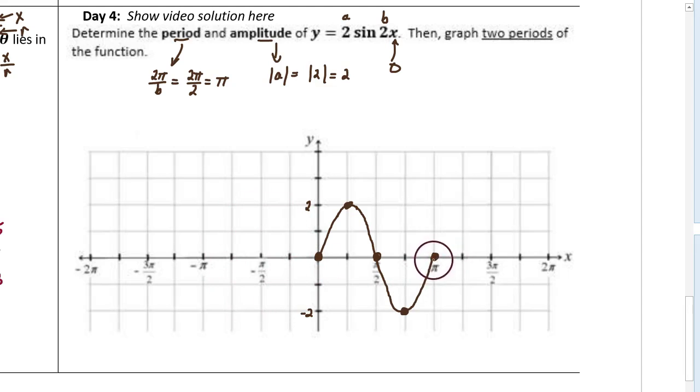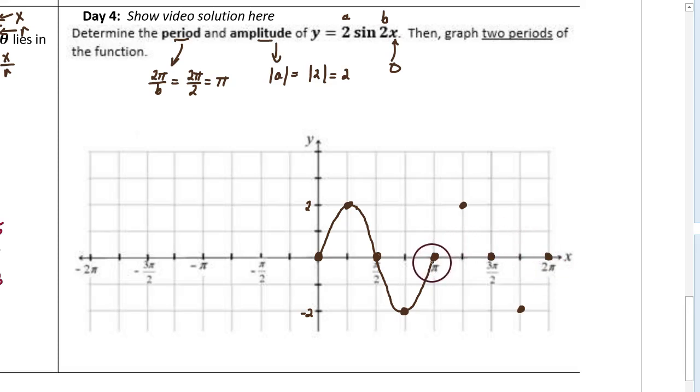From this point at pi, it's going to travel up here and have a dot at a height of 2. From that dot, it's going to travel down to this spot and cross the x-axis at 3 pi over 2. Then it'll travel down here and have a dot at negative 2, and then it'll travel up here and touch the x-axis again at 2 pi.